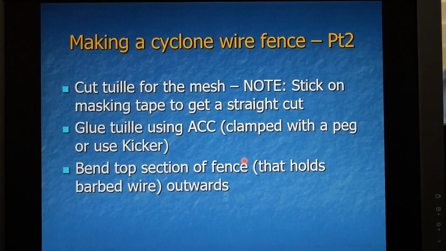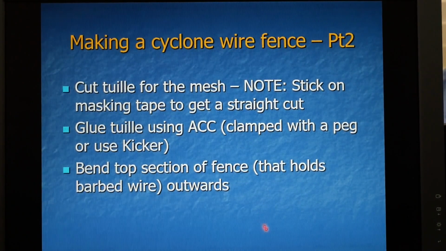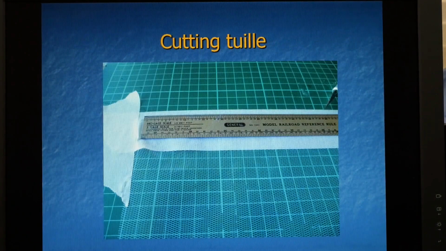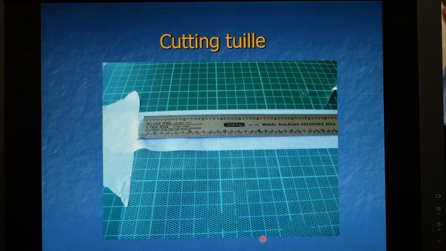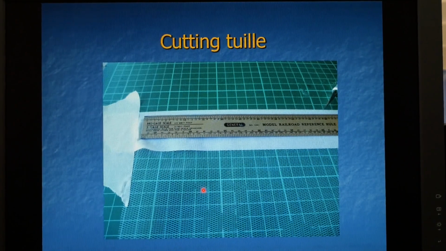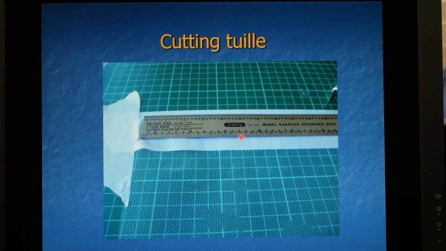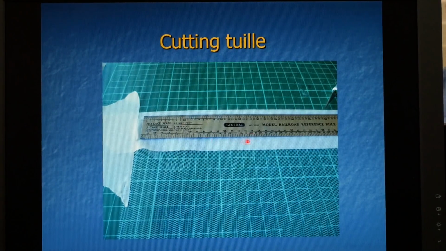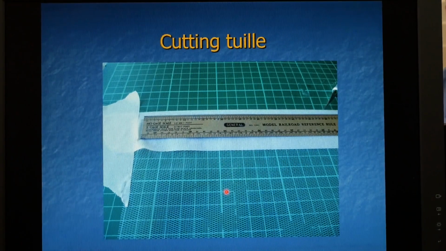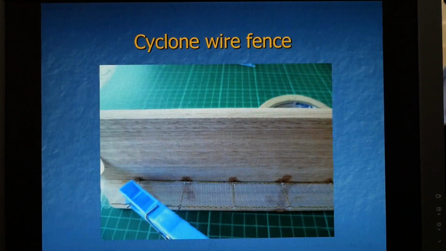I then bend the tops of the fence posts outwards from the property so that they can hold the barbed wire. Now cutting tulle is a challenge. If you just try and put a ruler over it and run a blade across it, you'll find it'll bunch and curve and you'll end up with a great curved arc. The trick is to lay down a complete layer of masking tape over the tulle onto your cutting board, then cut the tulle, then peel off the masking tape, and then you get tulle at exactly the right dimensions.